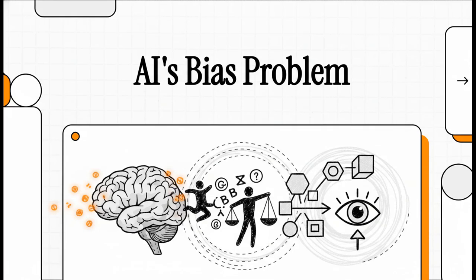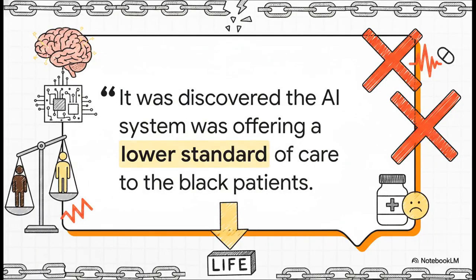Today we are diving into a huge and often kind of hidden problem right at the heart of the technology that's changing everything: bias in artificial intelligence. Now, that quote you're seeing, that's not from some sci-fi movie. That's a real quote about a real AI system used in healthcare in the US that was discovered to be actively discriminating. A machine made that call, and it had life-altering consequences for people.